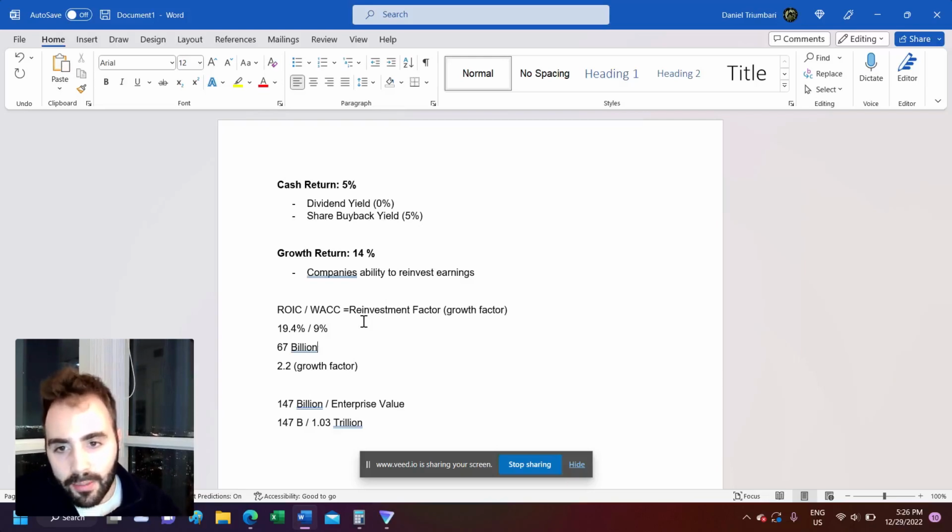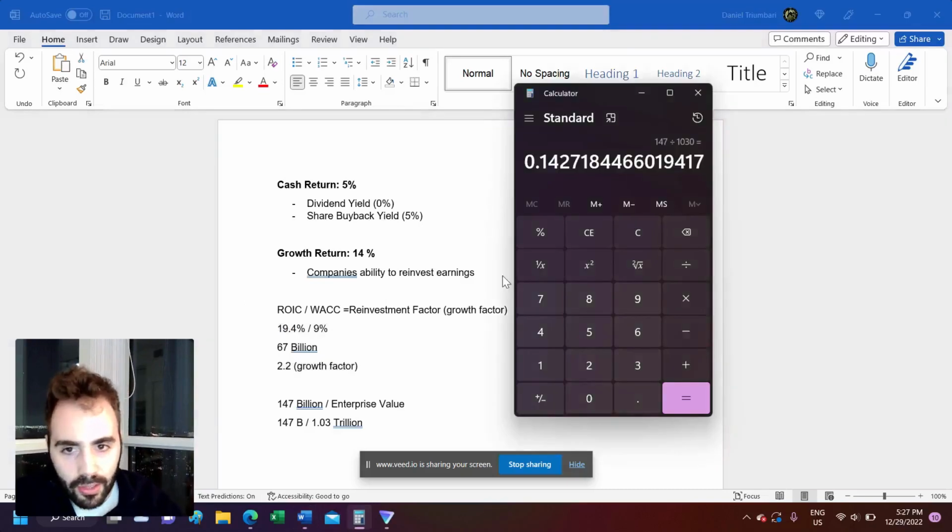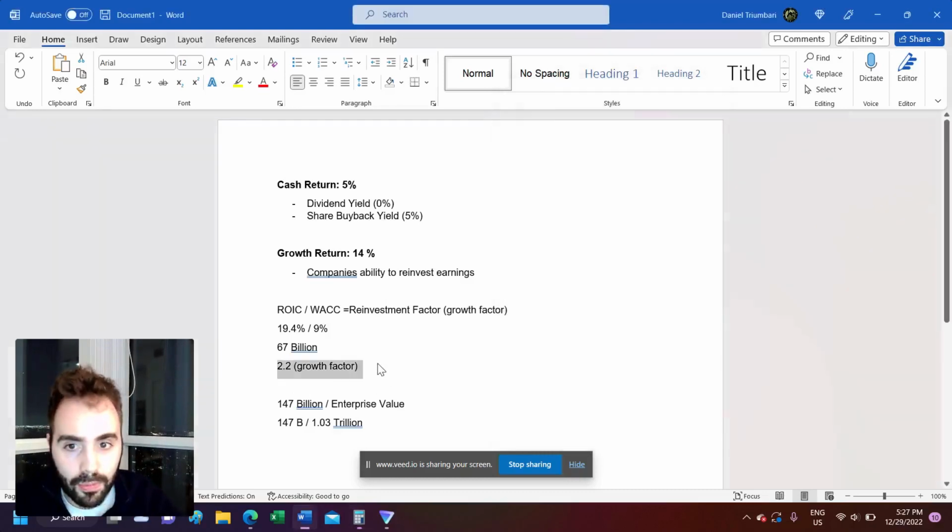So we take our 19.4 divided by our 9% weighted average cost of capital, and that gives us this growth factor here of 2.2, because 19.4 divided by 9 gives us about 2.2, right? So do that again: 19.4 divided by 9 gives us about 2.2. So that's our growth factor, 2.2.